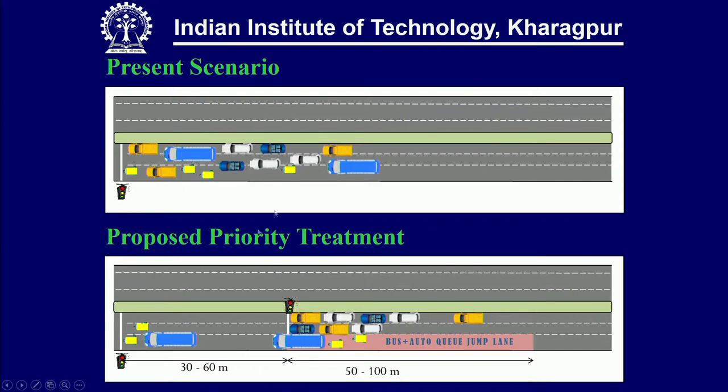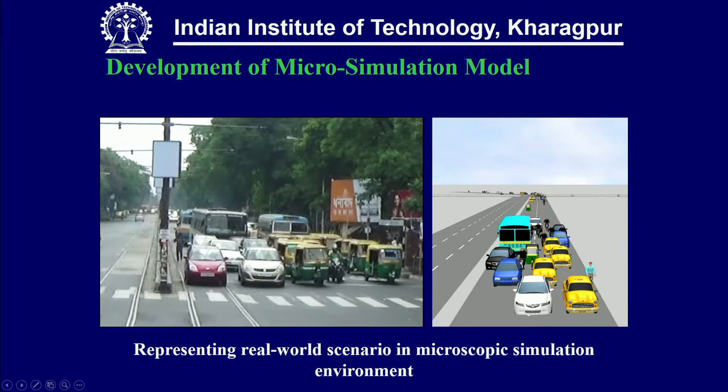So once we decided on this strategy, the next step was developing the simulation model. As you can see, this bus cannot actually access the bus stop, so it is being influenced by the queue or the other mixed traffic scenarios. So we tried to model a similar kind of mixed traffic scenario on the simulation platform.